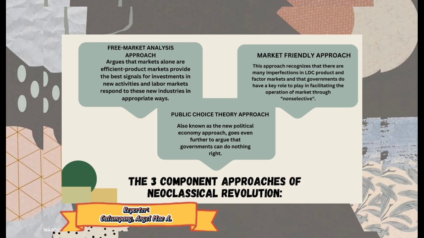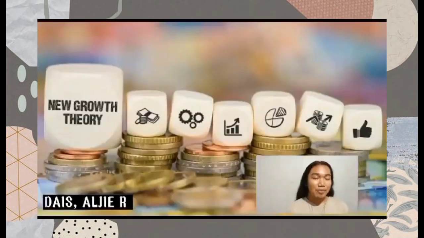The last component approach of the neoclassical counter-revolution is the market-friendly approach. In this approach, it recognizes that there are many imperfections in LDC product and factor markets, and that governments themselves do have a key role to play in facilitating the operation of markets through non-selective interventions. So, that ends the discussion about the neoclassical counter-revolution. Now at this point, let's proceed to the new growth theory.